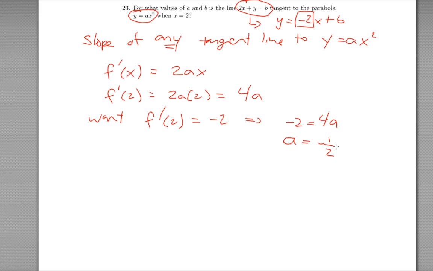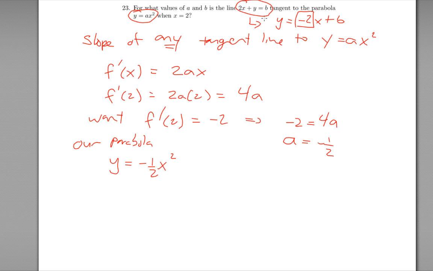All right, so we know what a is. So now we know that our parabola is exactly the parabola y equals negative 1/2 x squared. So now we have a specific parabola that we're dealing with. The only thing left that we have to figure out is what b is.